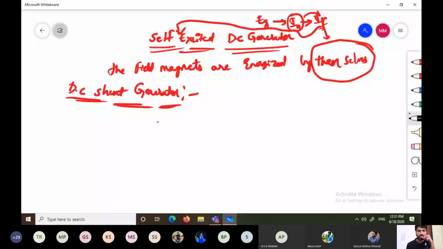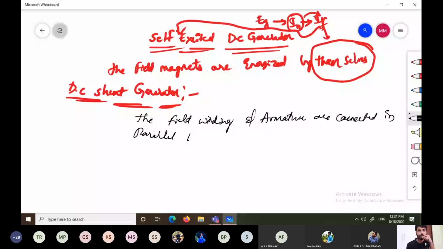Here in this, the field winding and armature are connected in parallel to the load. Then the type of generator is called a DC shunt generator. Now we'll see the diagram of the DC shunt generator, the schematic diagram.